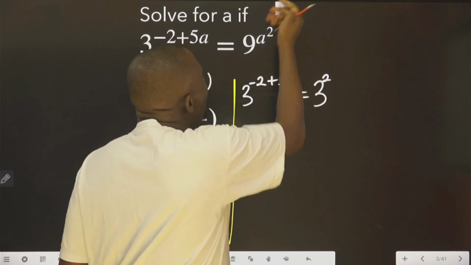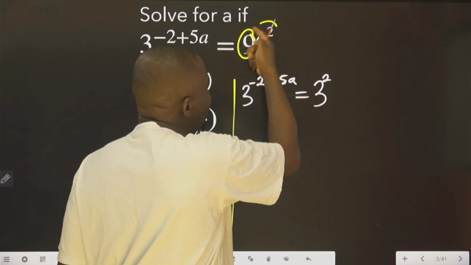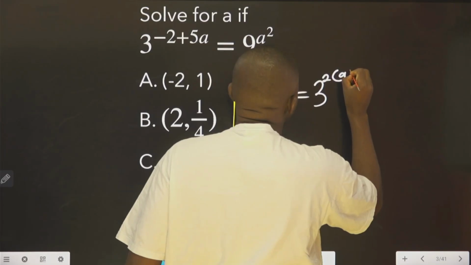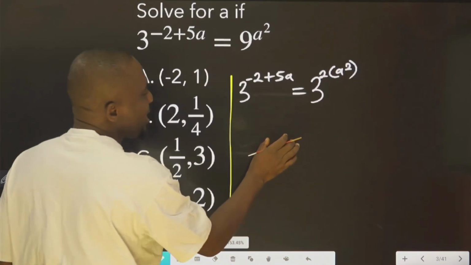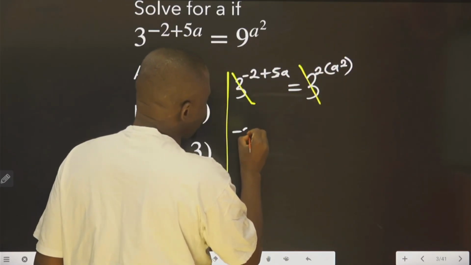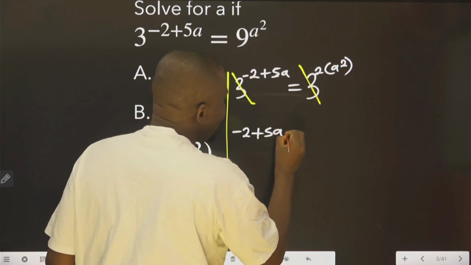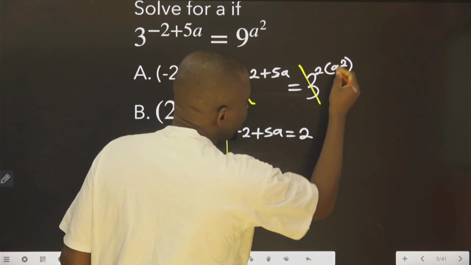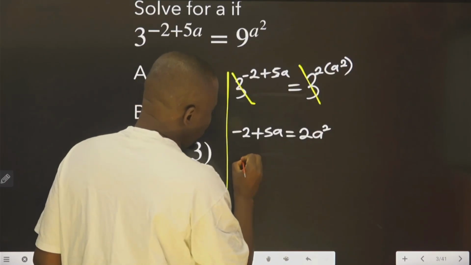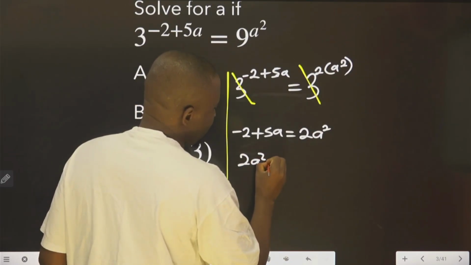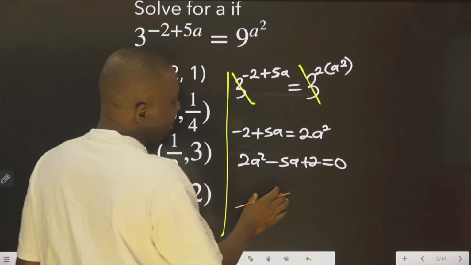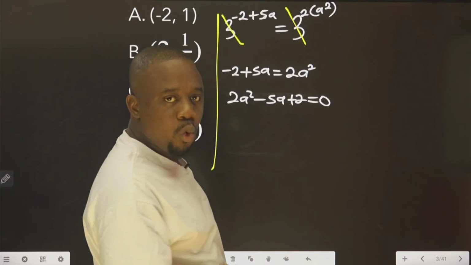Remember, when we replace this with this, these are still there. So we have to drop this guy. That is a square. Okay? We can cancel this now to equate the power. That is minus 2 plus 5a over a is equals to 2. You multiply by this, have 2a squared. We take everything to the right hand side. We're going to have 2a squared minus 5a plus 2 equals to 0. This becomes what? Quadratic equation.